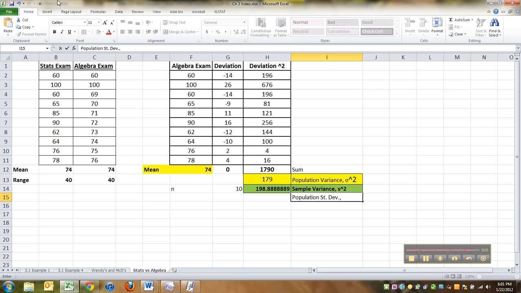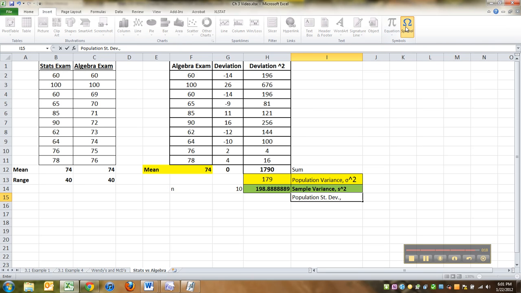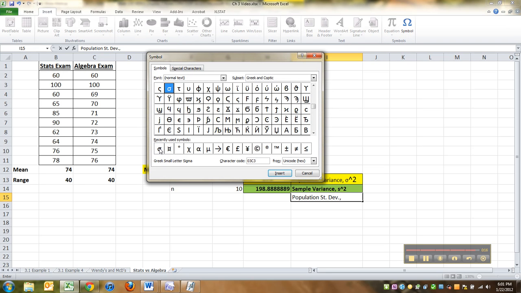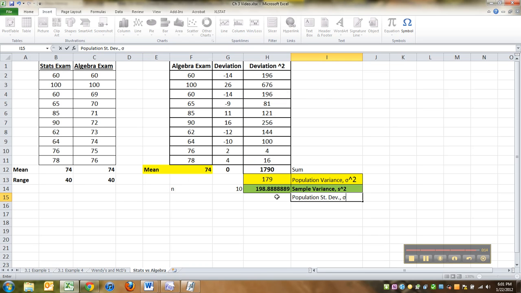Now, the population standard deviation, the symbol for which is sigma, is equal to the square root, SQRT, of that number. There we go. And the sample standard deviation is equal to the square root of the other number, the sample variance.